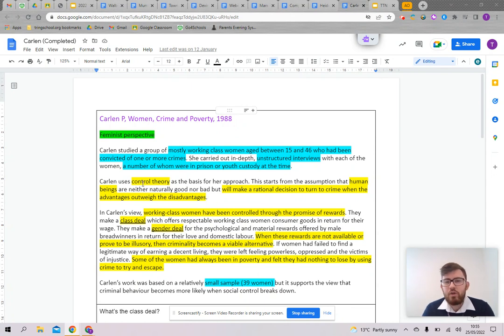So, she talks about control theory, or at least uses control theory. And this is basically the idea that we as human beings are not good, we're not bad, but we are rational. Okay, we can make our own decisions, weighing up the consequences with the potential outcome.